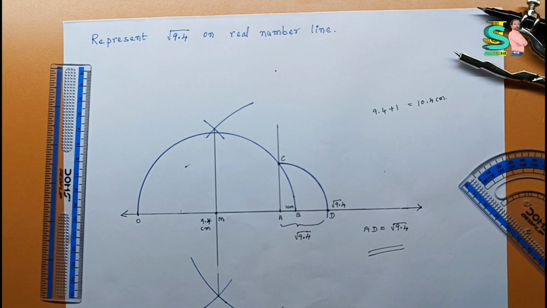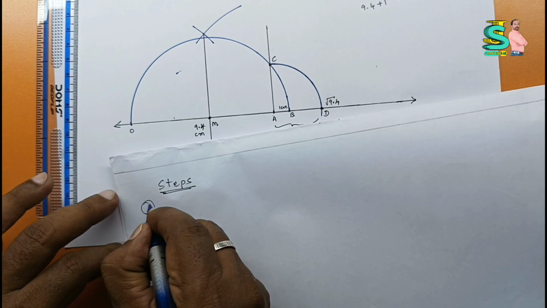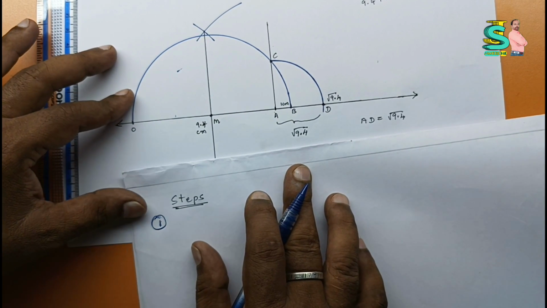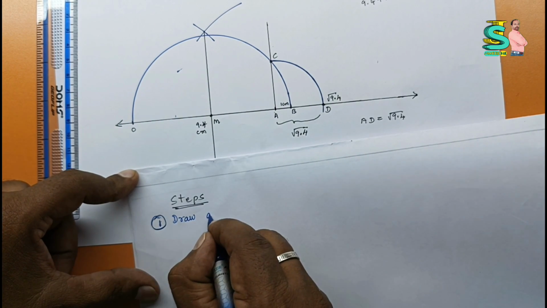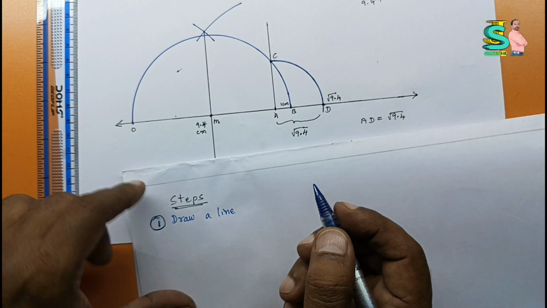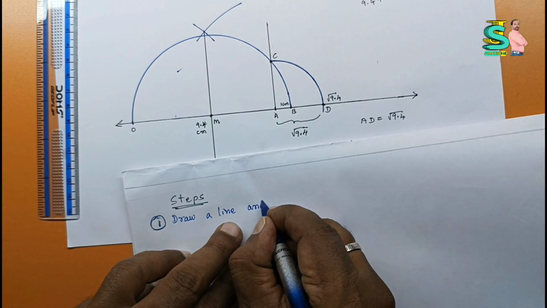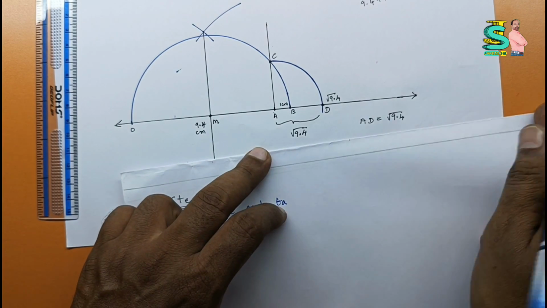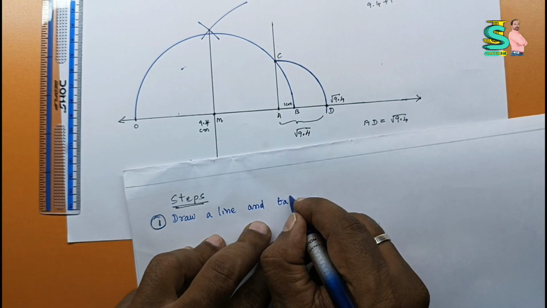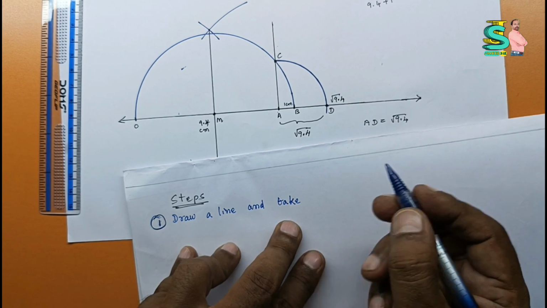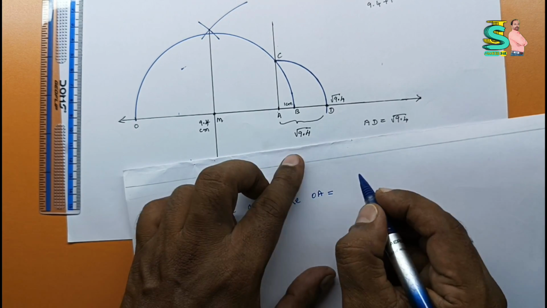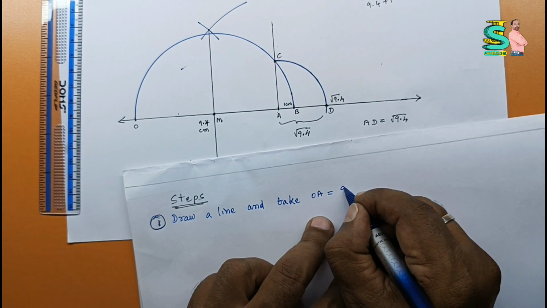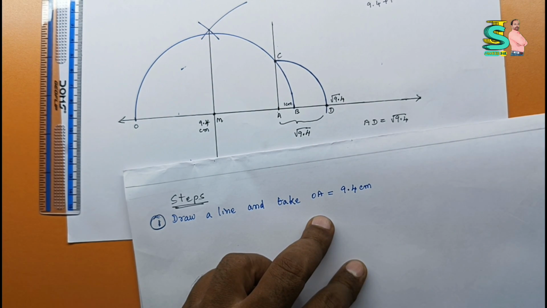Okay. Now let us write the steps. Step number one. What we did here? Draw a line and take OA is equal to 9.4 centimeters.